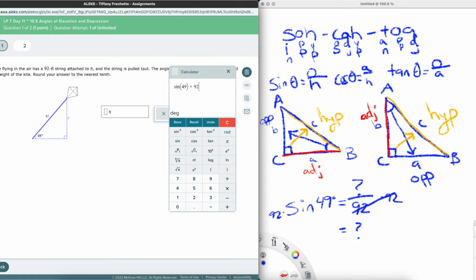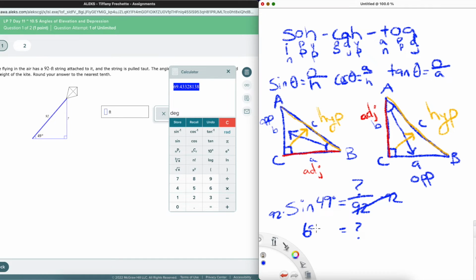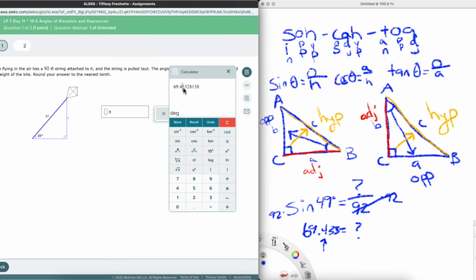All right, so I have times 92, and I get 69.433, and it keeps going, and it says round to the nearest tenth. So the 4 here, that's our tenth, right? So I need to make sure I look at everything past that and go, okay, this is not 5 or bigger, it's 3, so I can just erase that. So I'm going to type in 69.4.